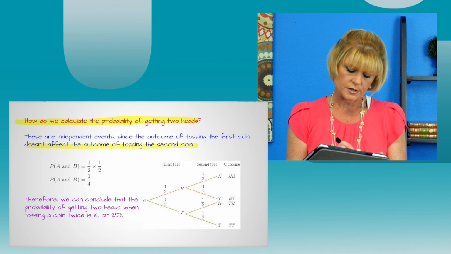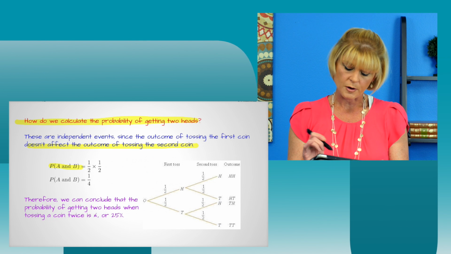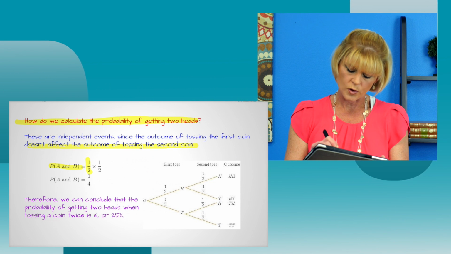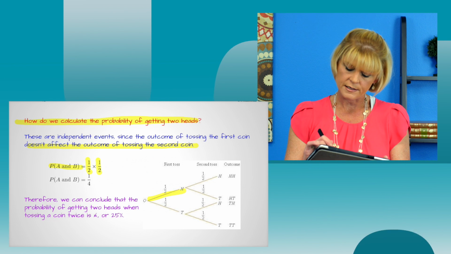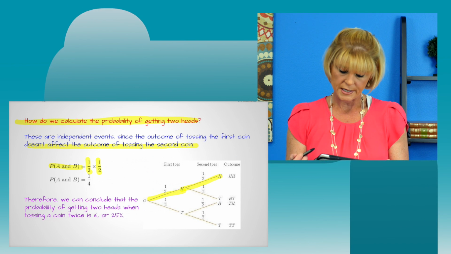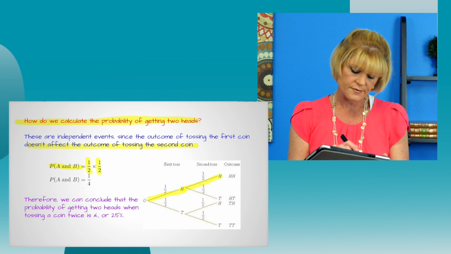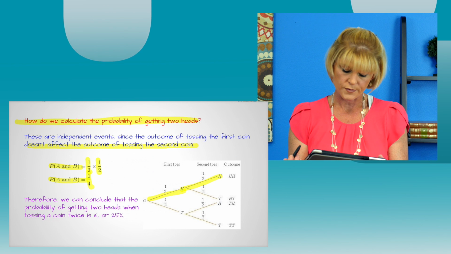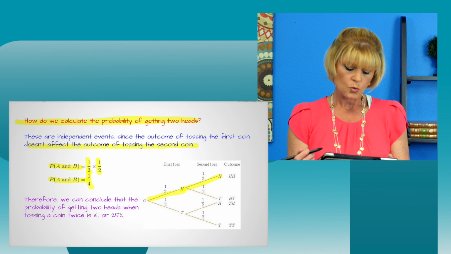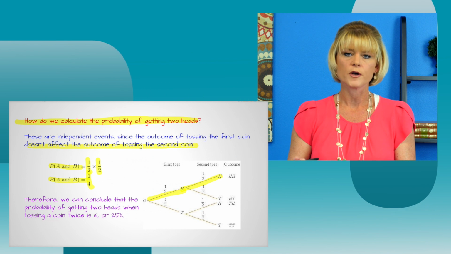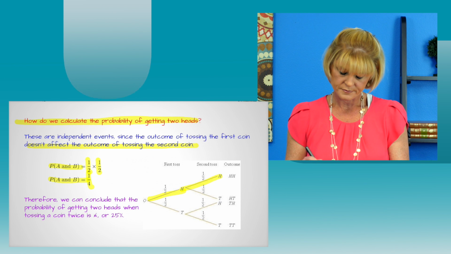So again, here's the equation: the probability of A and B. Well, the probability of A, we said, is 1 out of 2, and to get heads again, the chances are 1 out of 2. So when we multiply them together, we get the probability of A and B is 1 over 4. So we can calculate that the probability of getting 2 heads when tossing a coin twice is 1 over 4, or 0.25. So there's a 25% chance.